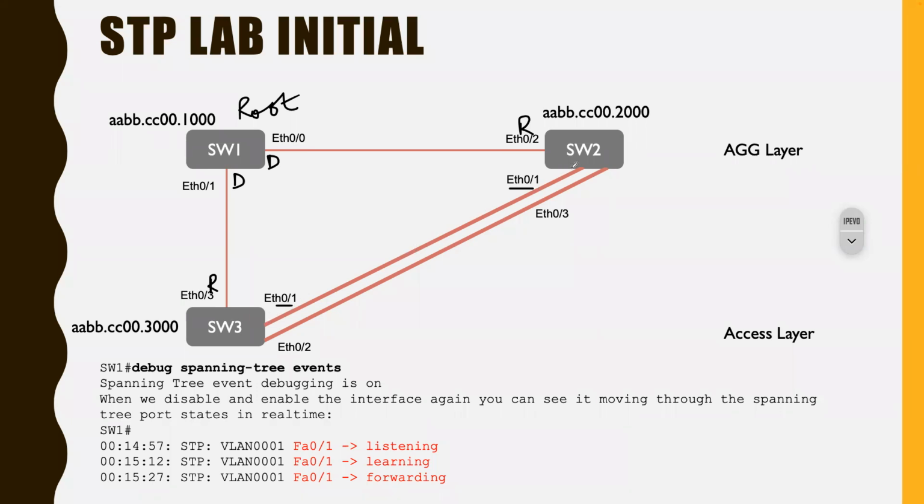Which one of these is your designated? Root path, the first criteria, was cost towards your root from this port. It is the same in this case also. It is the same, 100. Here also it becomes your 100.